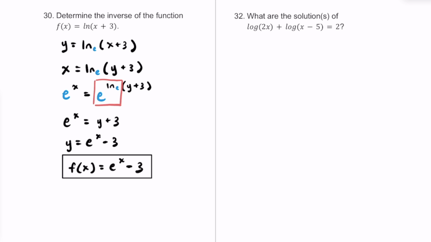Let's check out one more here for number 32. It says, what are the solutions of this equation where we have log of 2x plus log of x minus 5 is equal to 2? All right, so we need to know some properties of logs to go ahead and do this.